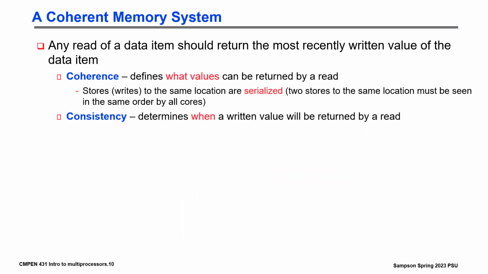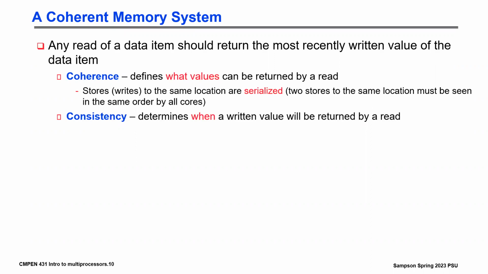Now, coherence is a property of a single address in the machine, about agreeing on what value a read to a particular location could return. So it is the serialization of all the stores to the same location. If I write A and then B and then C, then I'm never going to read a value and get C, then read a value and get B later. So those are nicely ordered.